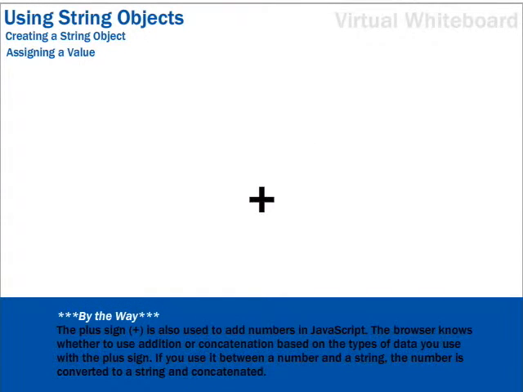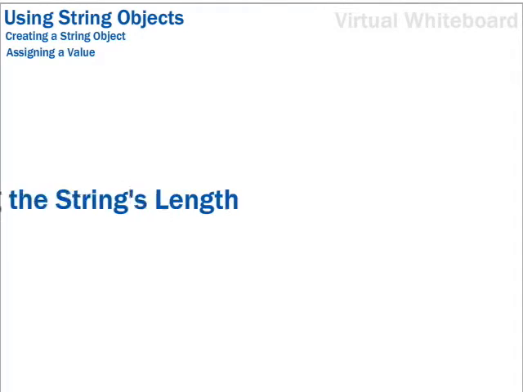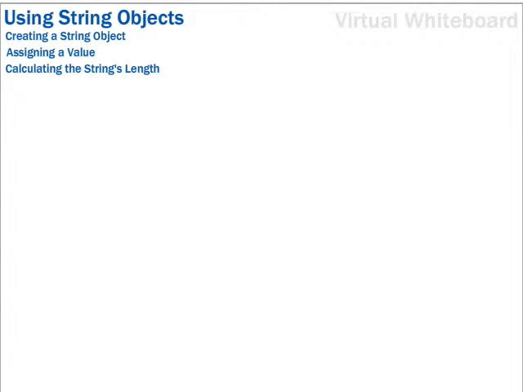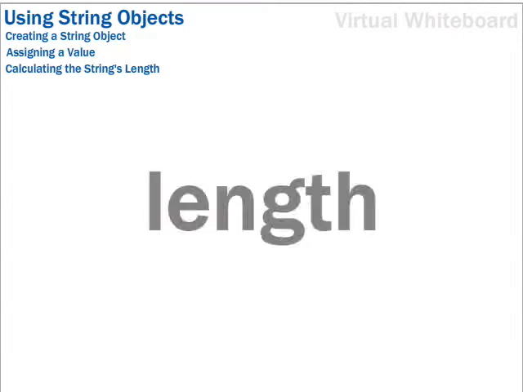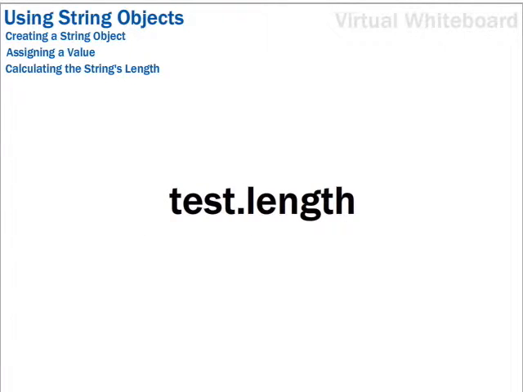In addition to using the plus operator to concatenate two strings, you can use the plus equals operator to add text to a string. For example, this statement adds a period to the current contents of the string's sentence. From time to time, you might find it useful to know how many characters a string variable contains. You can do this with the length property of string objects, which you can use with any string. To use this property, you will need to type the string's name followed by .length. For example, test.length refers to the length of the test string.